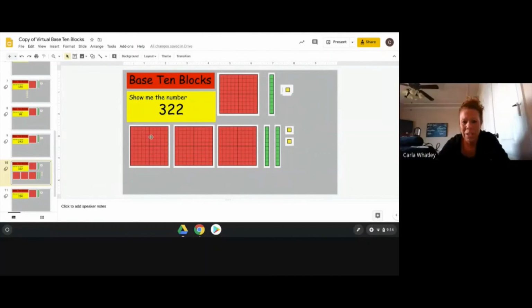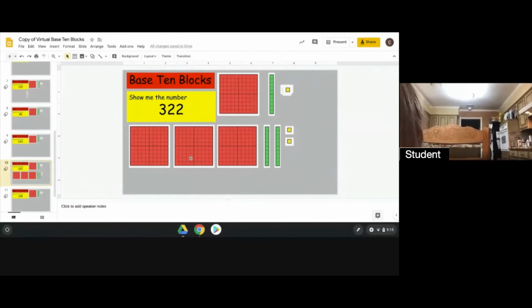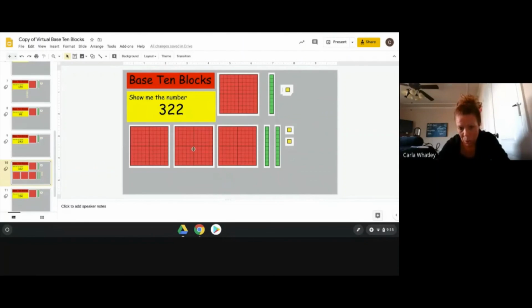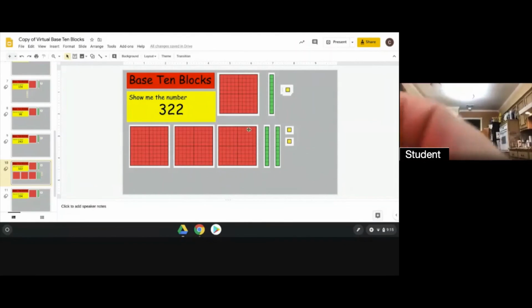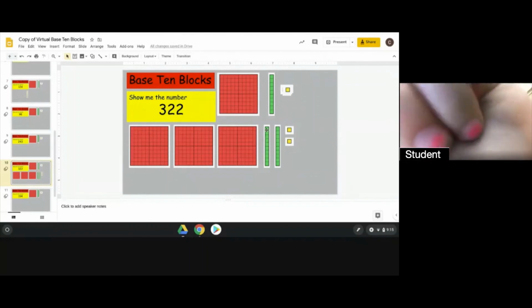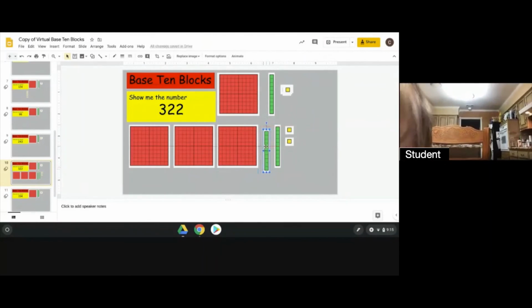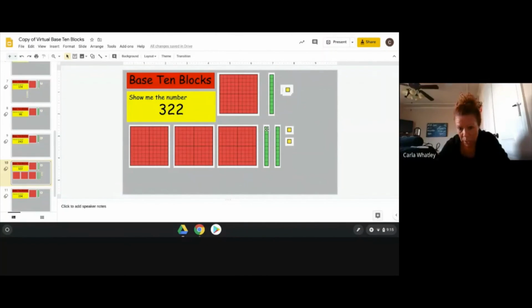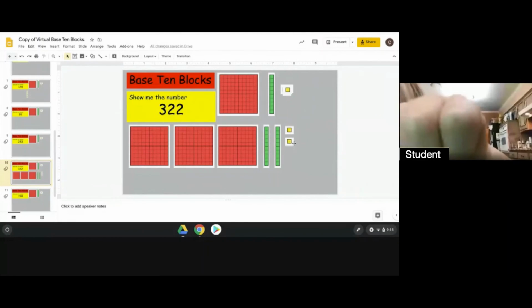What's this? 100. Okay, but put them together. 100, 200, 300. Oh, what are these? 300. This would make what? 310, 320, 321, 322. Okay, you do it by yourself now.